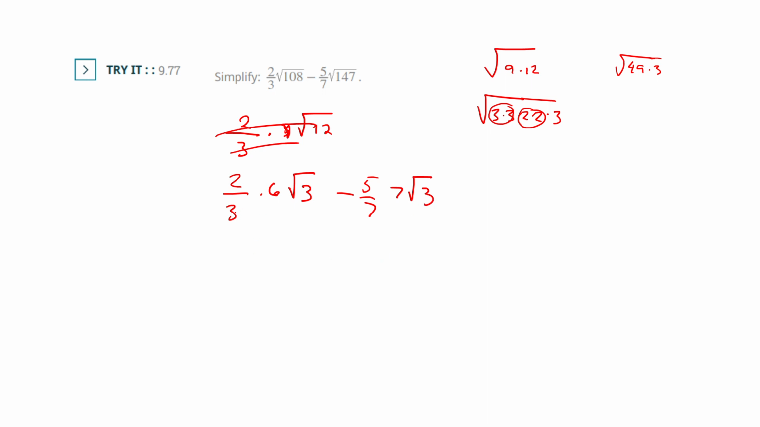Now let's simplify those fractions. I can multiply 3 and 2 can reduce. So 2 times 2 is 4 square roots of 3. On the back end, the 7's will go. I get negative 5 square root of 3. Now these are like terms, so I get negative 1 square root of 3, or just negative square root of 3.